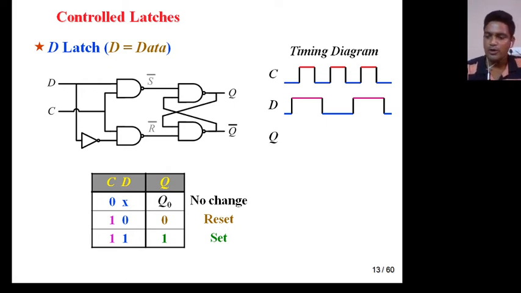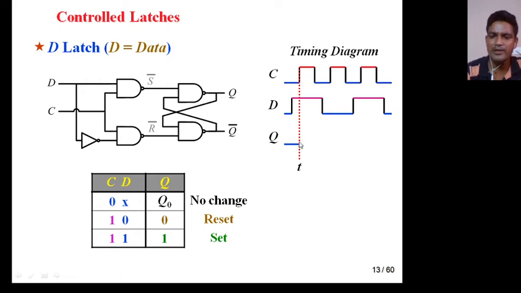Now suppose I am using positive edge triggering. Output will change only when we get a positive edge, which you can also call the leading edge, when we go from 0 to 1, and it depends upon the value of D. Initially the value is 0, so Q will be 0.